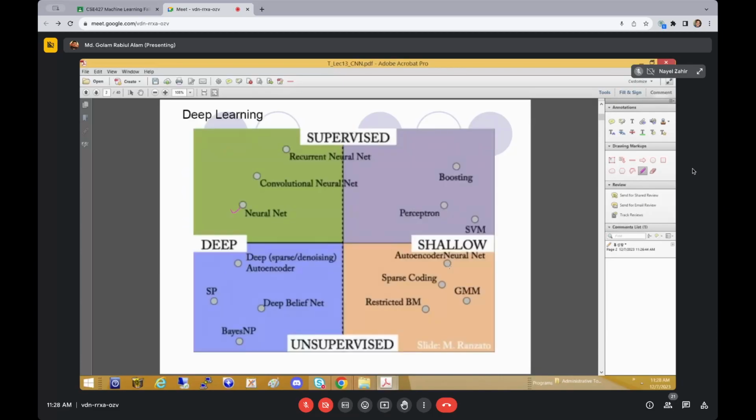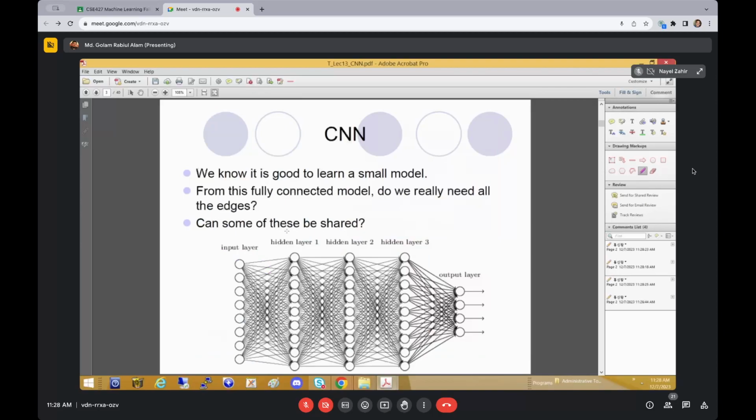So here we can see there is the convolutional neural network. In today's discussion we will discuss this. It is a supervised approach, but it follows the deep principle. That means there will be many layers in our convolutional neural network. Before understanding convolutional neural networks, we need to understand why they are necessary, and what the benefit of using the CNN is.